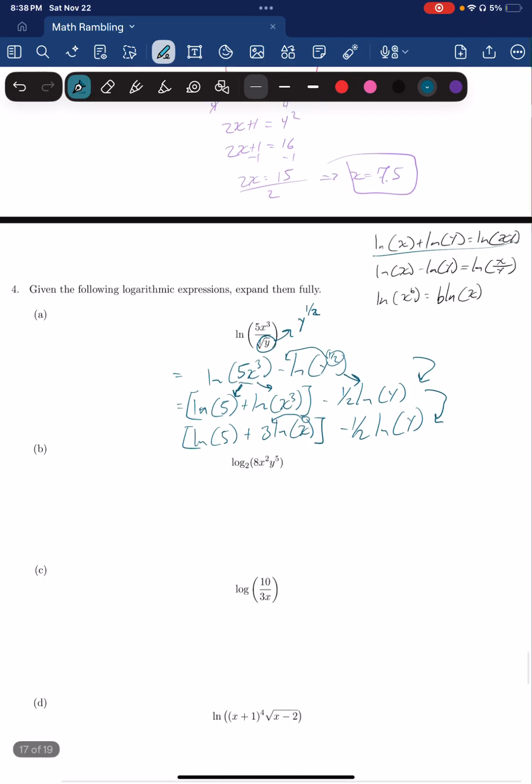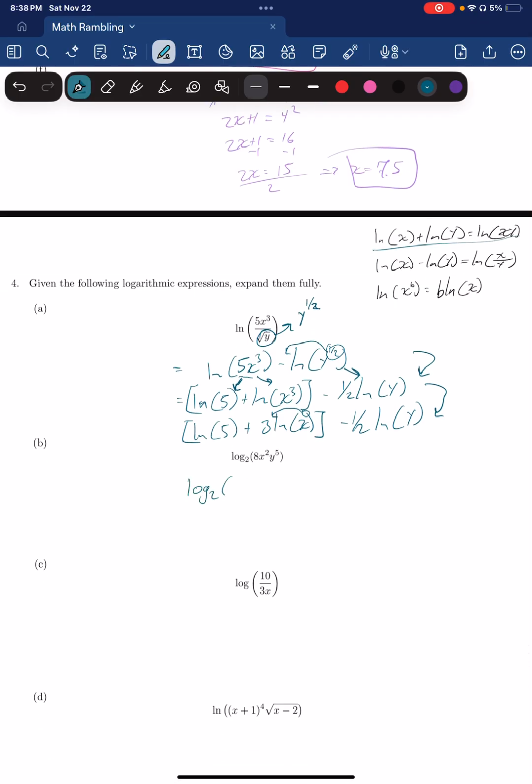Okay. So let's see. Log 2 of, this is all multiplication, so I'm going to write it out as all addition. Log 2 of x squared plus log 2 of y to the 5th. Log 2 of 8 is 3 because 8 is 2 to the 3rd power. So I'm going to write this out as 3 plus, now I'm going to bring out the exponents. 2 log 2 of x plus 3 log 2 of y.